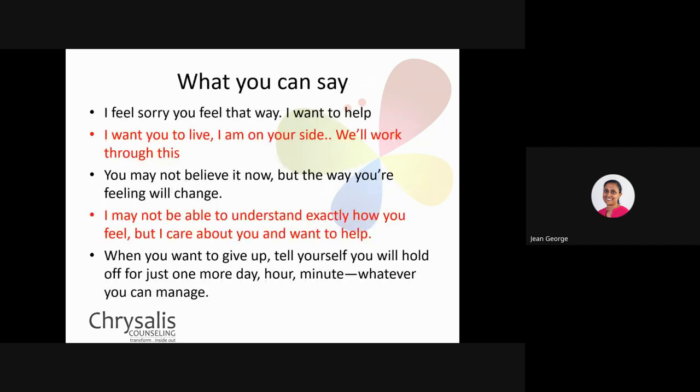These are some things you can say. I feel sorry you feel that way. I want to help. I want you to live. I am on your side. Let's journey through this together. You may not believe it now, but the way you're feeling will change. Or, I may not be able to understand exactly how you feel, but I care about you and want to help. Now, all of this shows concern, shows care, shows that you want to be alongside them. When you want to give up, tell yourself you will hold on for just one more day, one hour, one minute, whatever you can manage. So you're making a contract. This is a contract, okay?